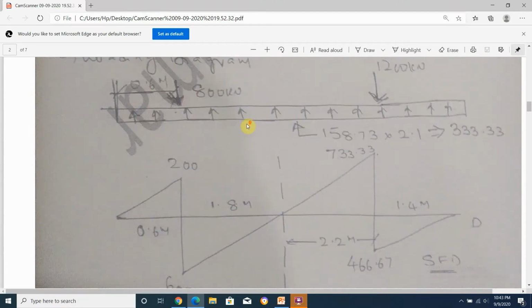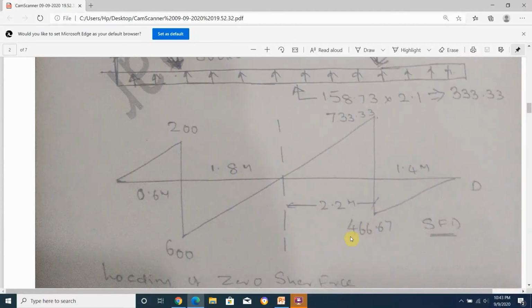Hence minus 600 plus 333.33 into, from here to here the distance is 4 meters. When you substitute this value, please check, you get 733.33 kilonewton. Now 733.33 minus 1200, you will get 466.67.